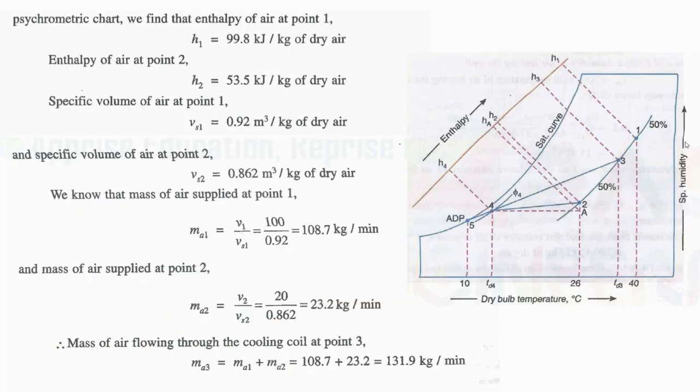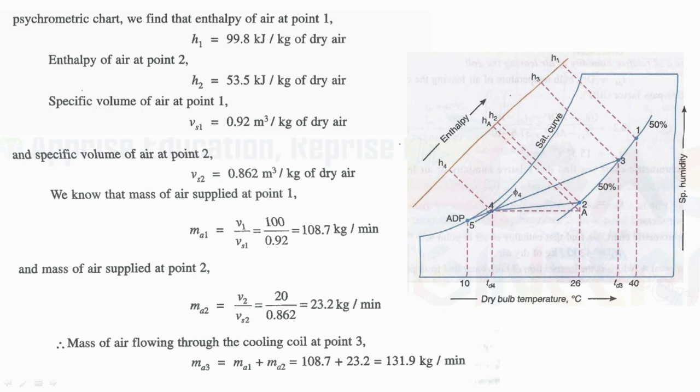From the chart, at the enthalpy line we get h3, and joining this line from point number 1 to 2 we get point number 3. Drawing the straight line at dry bulb temperature, we get point number 3, so we will get all conditions at point number 3. And if we have the apparatus dew point temperature, we have to join point number 3 and ADP.